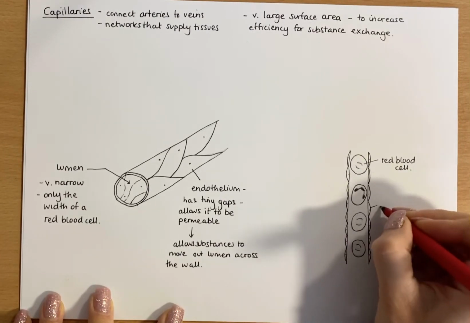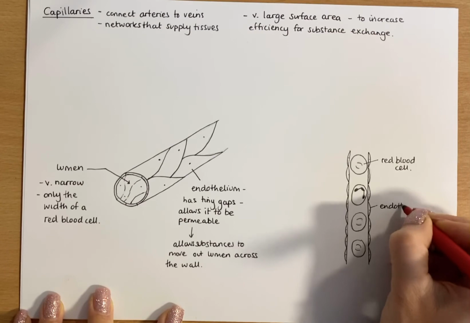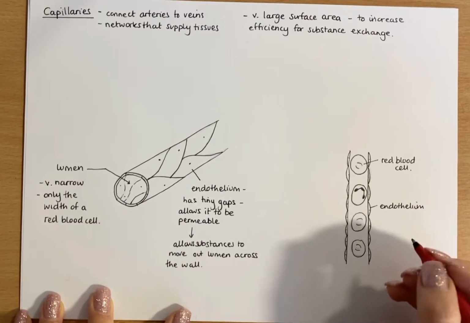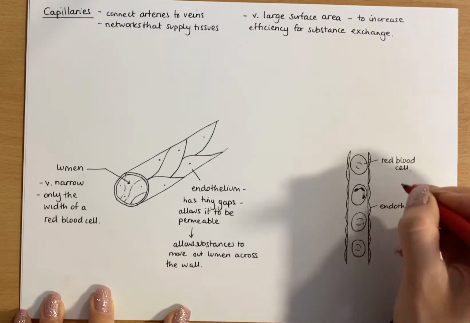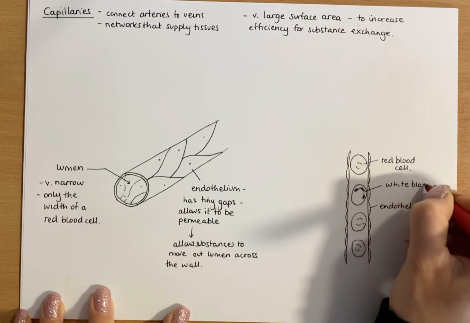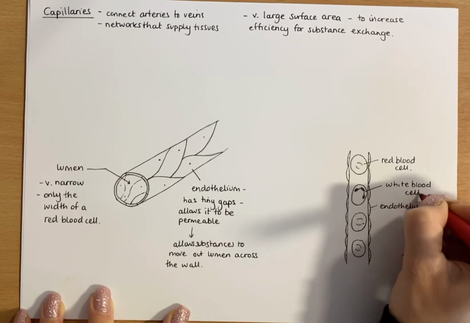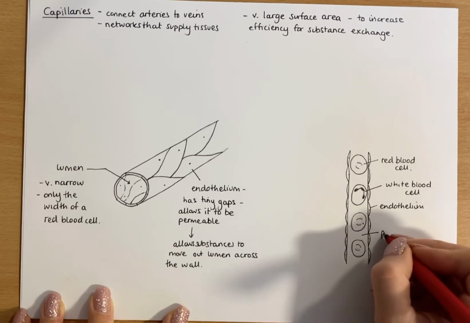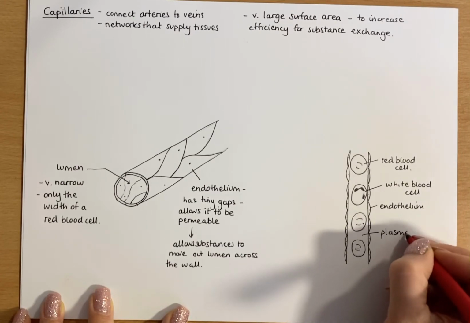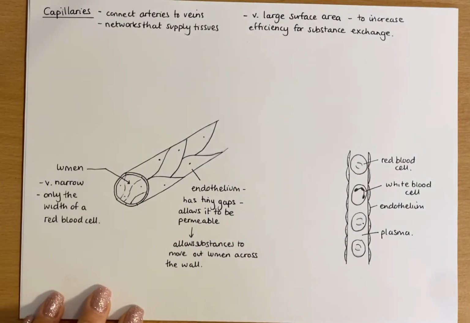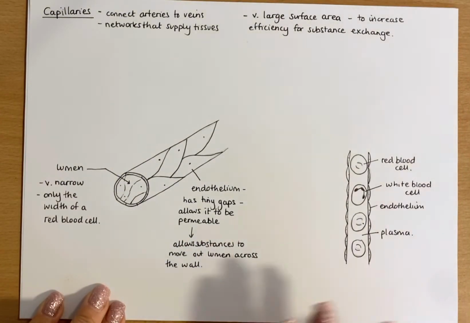You can see the endothelium here, which is that one layer, that single layer of cells. And then you can see a white blood cell here. You'll know it's a white blood cell because it's got a nucleus, whereas the red blood cells don't. And then in here, around about that would be the plasma, which is the liquid part of your blood. So these are two views of the same thing. Okay, so capillaries are done.